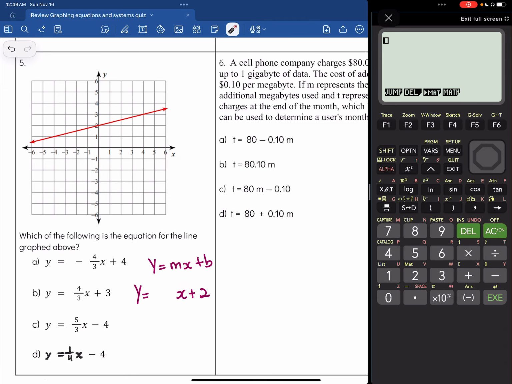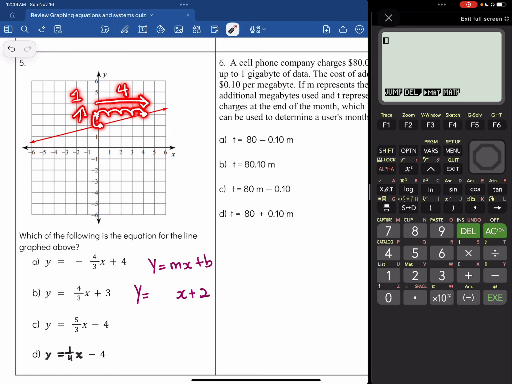Now I need to find out what the m is, right? What's my slope here? So if I'm at the point 2, that's my y-intercept, and I'm trying to get to the next point that is perfectly on this grid. So right here, if I'm starting at my y-intercept, I'm trying to get over here. How much do I have to go up and to the right to get there? Well, I'm going up 1, and then I'm going to the right 1, 2, 3, 4. So I'm going up 1 and then to the right 4.